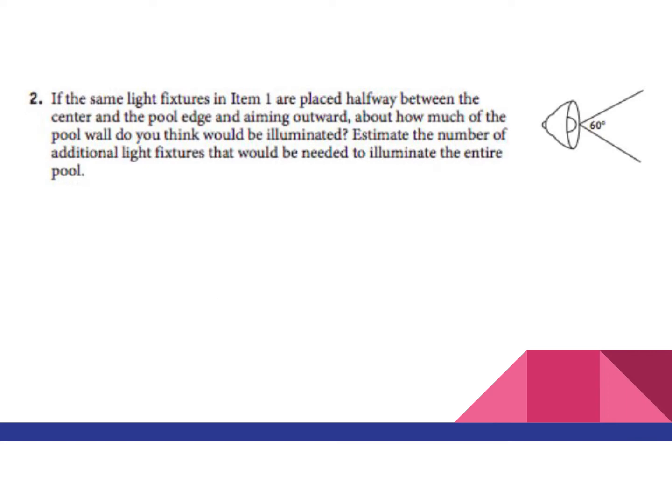If the same light fixtures from question 1 are placed halfway between the center of the pool and the pool's edge and aimed outward, about how much of the pool wall do you think would be illuminated? Estimate the number of additional light fixtures that would need to be illuminating the whole entire pool. Let's go ahead and draw a picture again. Let's start off by drawing our circular pool again. We also want to make our center point right there.